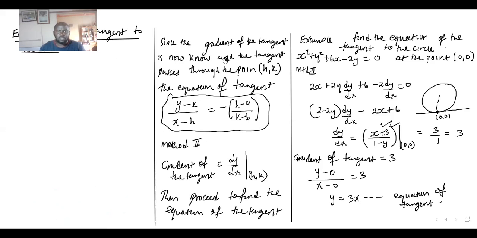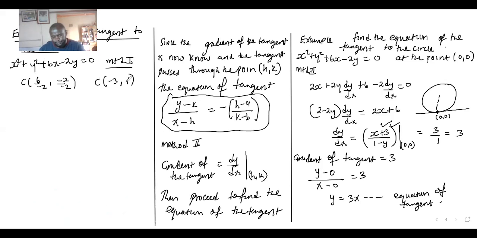Now for case 2, we need to first find the center of the circle. Remember, we have x squared plus y squared plus 6x minus 2y is 0. I'm using method 1, which I gave you. Remember, to get the center, you divide 6 by -2, divide -2 by -2. You see that our center is (-3, 1). We agree?